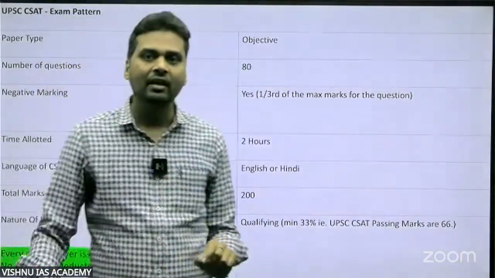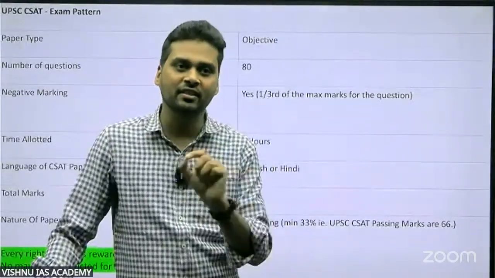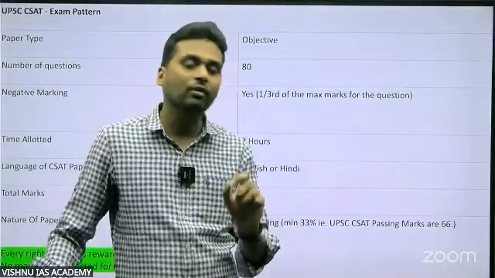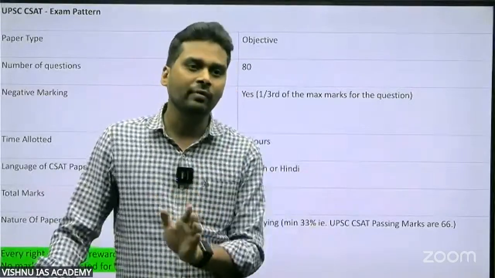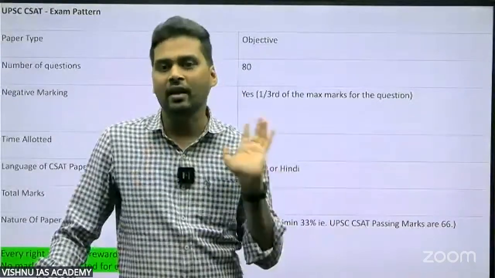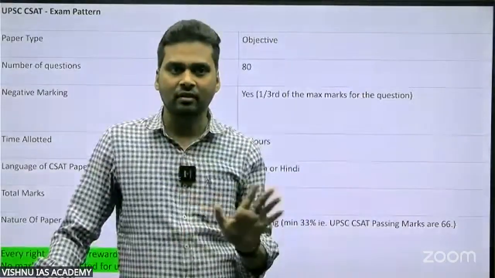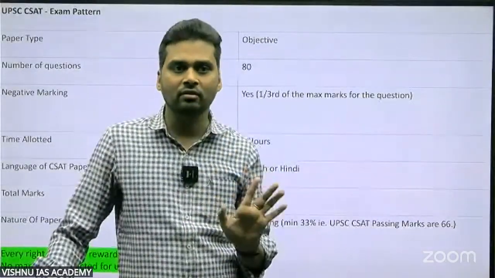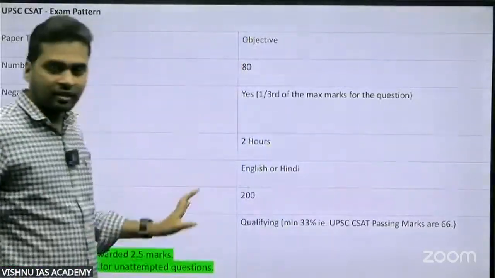So 66 marks out of 200 marks. If you get a minimum of 66 marks, you are qualified in CSAT. Even if you get 100 marks, 120 marks, 150 marks, those marks are not considered in the final selection. Only GS paper 1 weightage is considered. CSAT is only qualifying. So if you get 66 marks, that is enough. Okay, I think you understand this one.